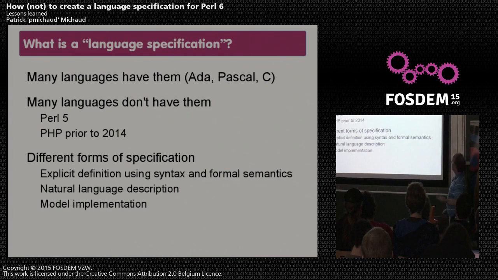So what is a language specification? Many languages have them. Ada, Pascal, C, they have language specifications. Many languages don't have them. So Perl 5 doesn't have a language specification, not in any formal sense of the word, certainly. PHP doesn't have, it does now, but prior to 2014, PHP had no sense of a language specification. And you can see that in the language.